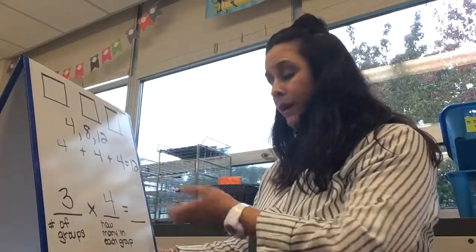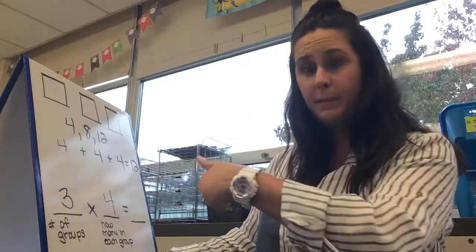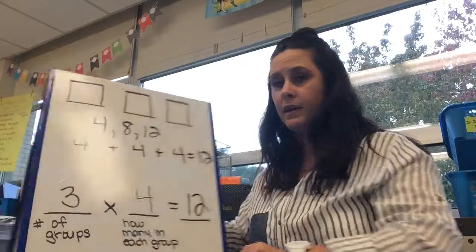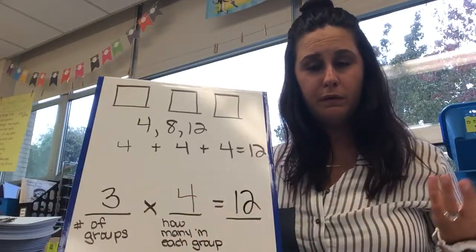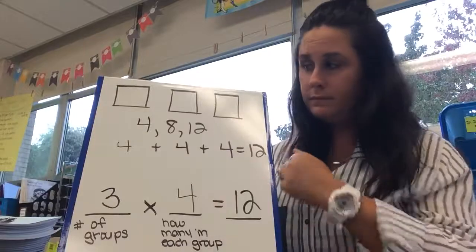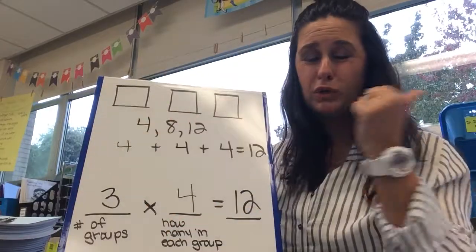So we already know the answer because we skip counted, we did repeated addition, we even counted up how many sides. So we already know that the product or the answer is 12. And there is my multiplication equation. Beautiful, isn't it? So this reads 3 groups of 4. If it was switched, my picture would look totally different.